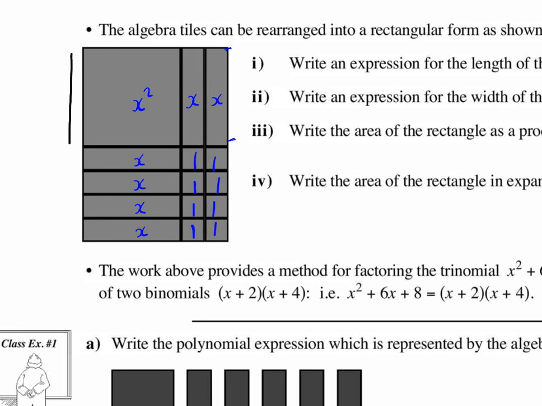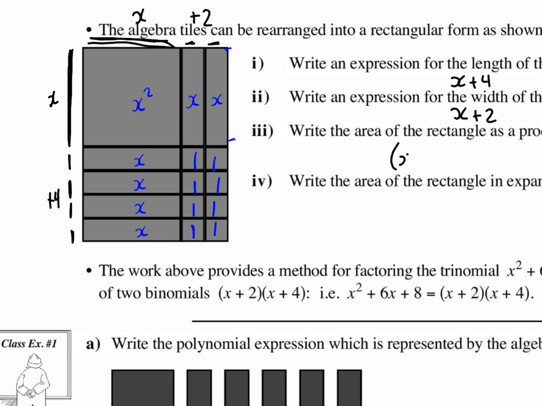Okay? All right, so the expression for the length would be what? What's this length right here? An x, that's just the length of it, and how many ones? Plus 4. What's the dimension of the width? X plus 2. So the length is x plus 4, the width is x plus 2. So the area as a product is x plus 4 times x plus 2.